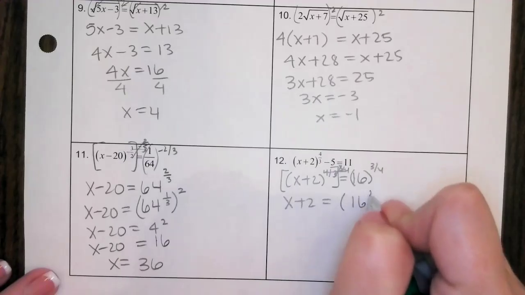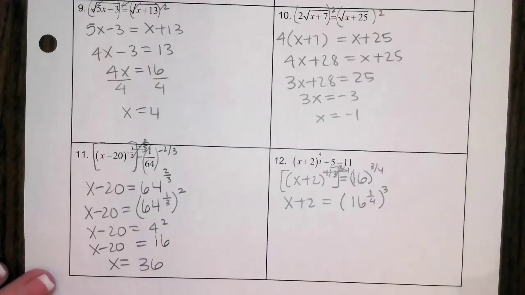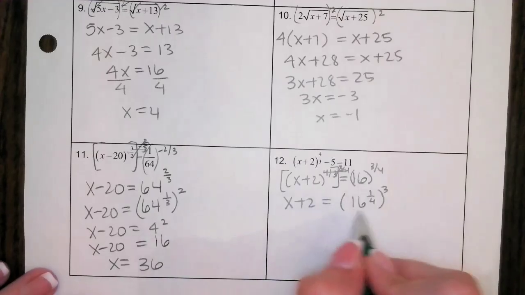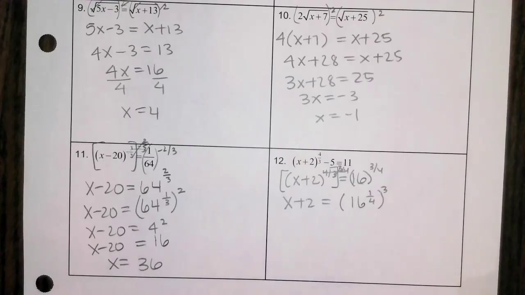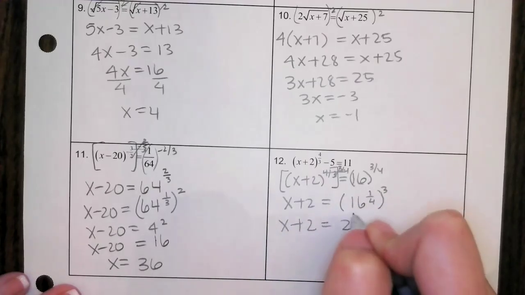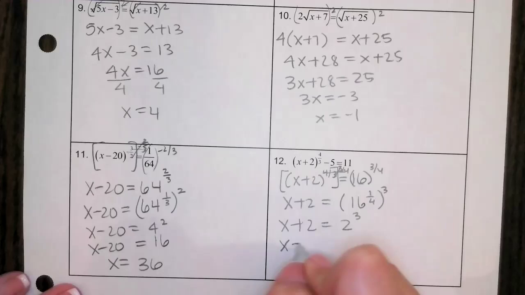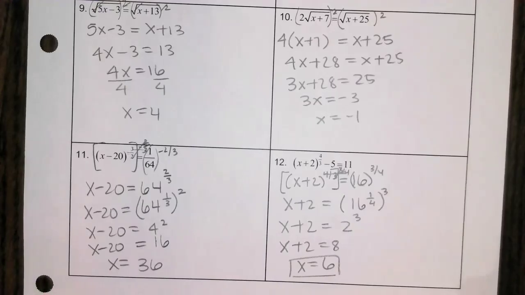Right here, we're going to do 16 to the 1/4 raised to the 3rd power. So we're looking for what multiplies times itself 4 times to give me 16. That would be 2. 2 times 2 times 2 times 2 is 16. I cube my 2, and I subtract my 2. Lots of 2's there. x is equal to 6, and so that is solving radicals.